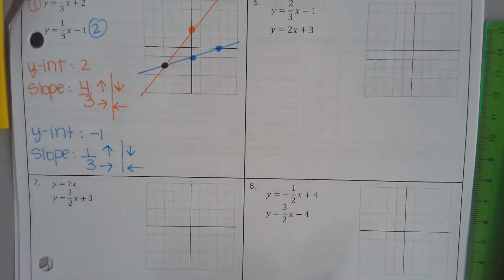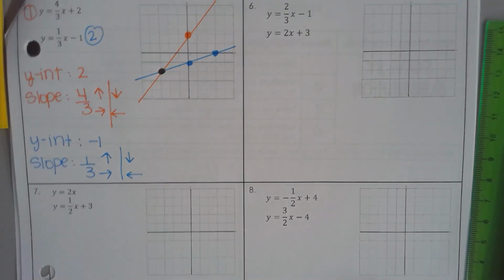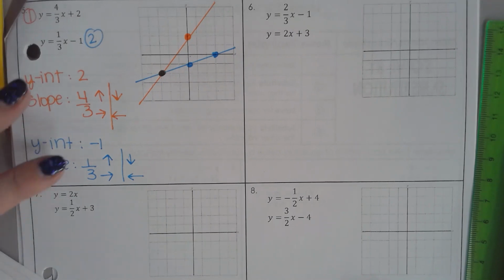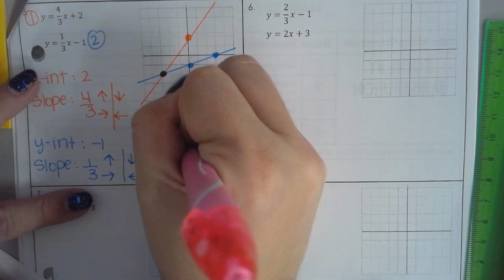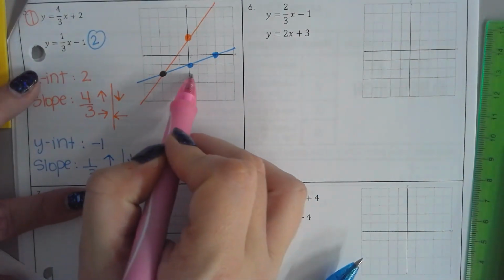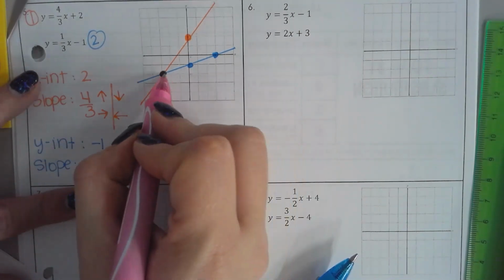So what is that point where they cross? Dwayne. -3 is the y value. Yep. Look over here. Or the x value, sorry. What's the y value? -2, yep.